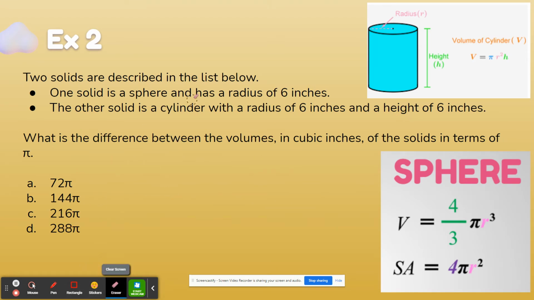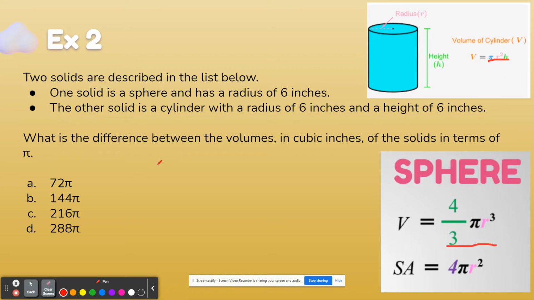So for this one, it says 2 solids are described in the list below. One is a sphere and has a radius of 6 inches. The other is a solid cylinder with a radius of 6 inches and a height of 6 inches. What is the difference between the volumes in cubic inches? So first things first is, here's the volume of a cylinder's formula, and here's the volume of a sphere's formula.